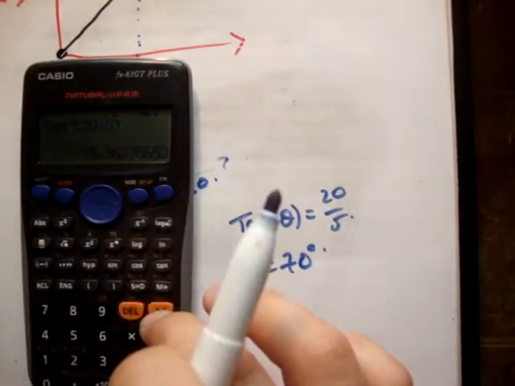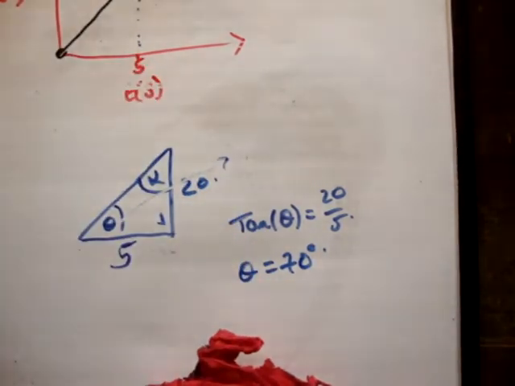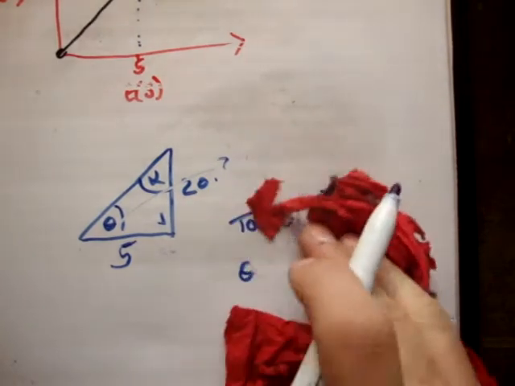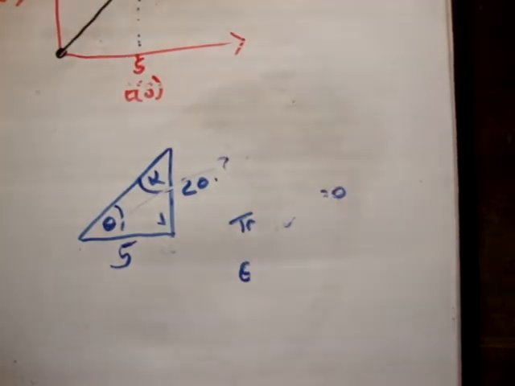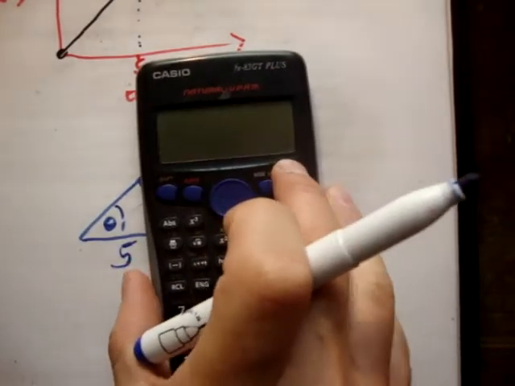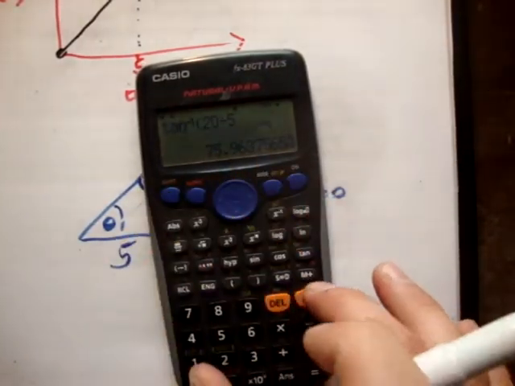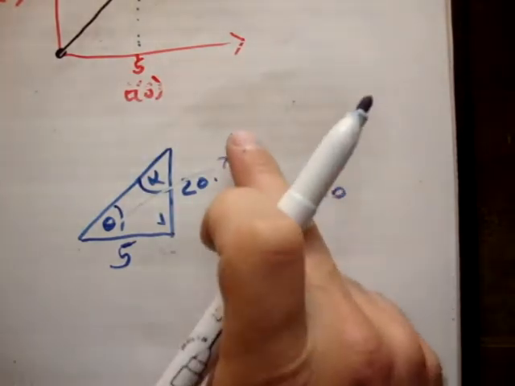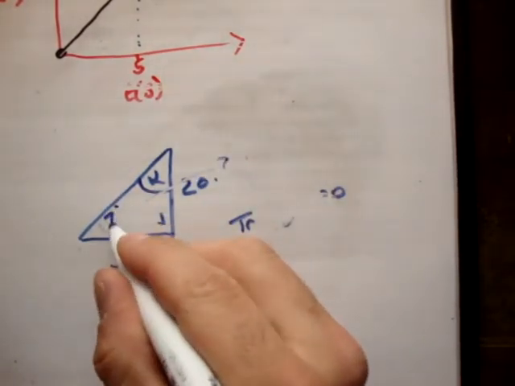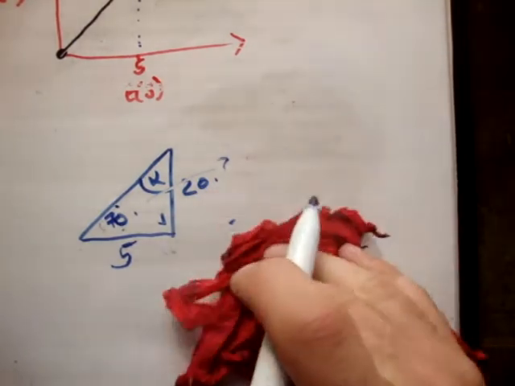That's 75 degrees. Oh, I wrote 70, didn't I? Was it 70 or 75? One sec now. 75 degrees. Why did I write 70? So we know that theta here is equal to 75 degrees.